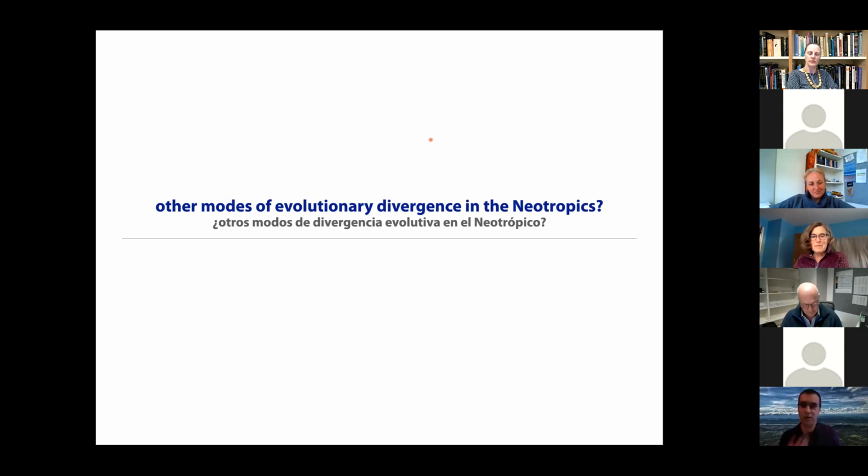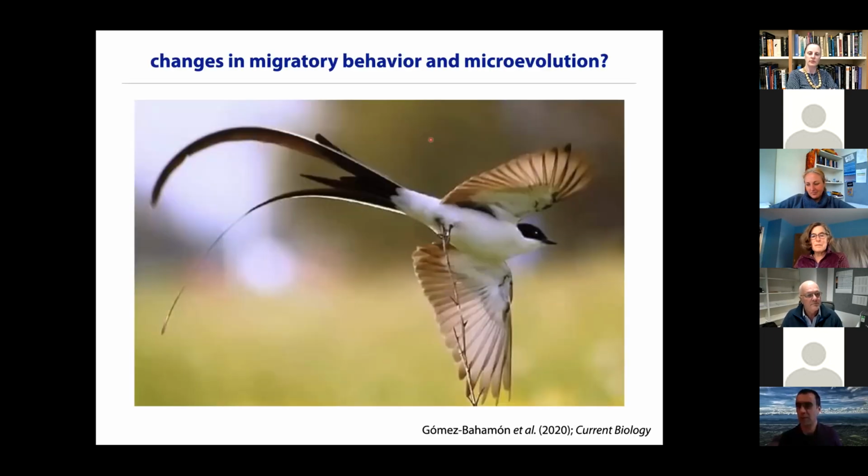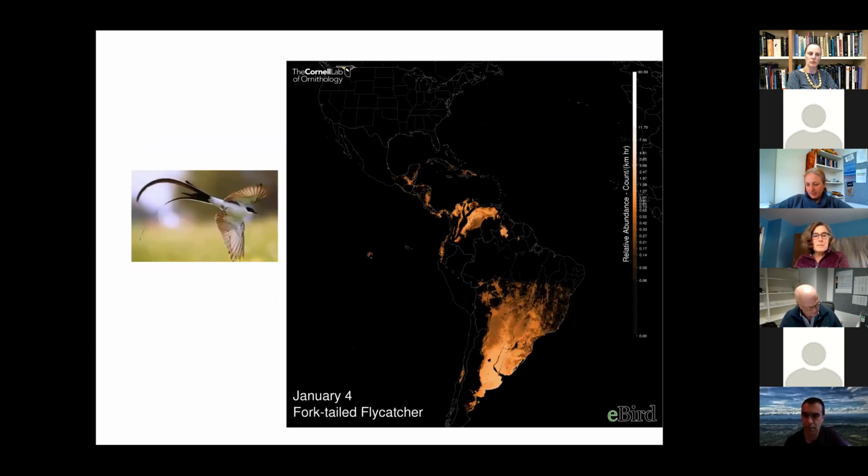And the first one I want to talk about is the role of changes in migratory behavior in microevolution and whether that might extend to macroevolution. This is based largely on work that my former grad student, Valentina Gómez, did, which was published last year, focused on this species here, the fork-tailed flycatcher from South America. So this species is what people call a partial migrant.